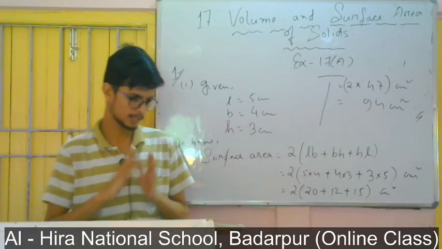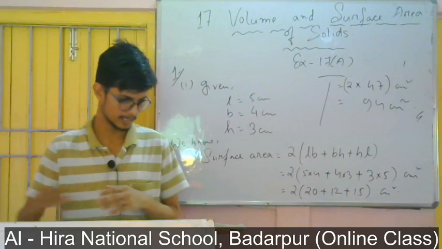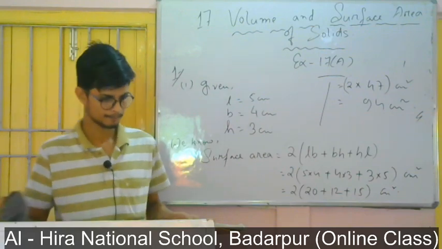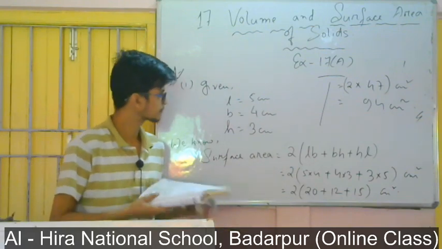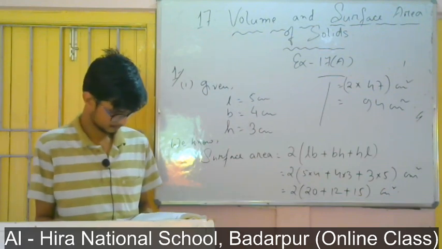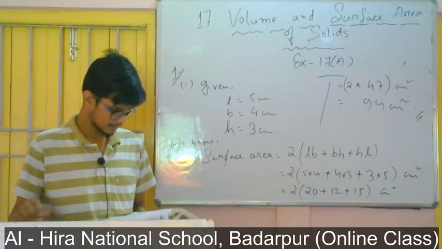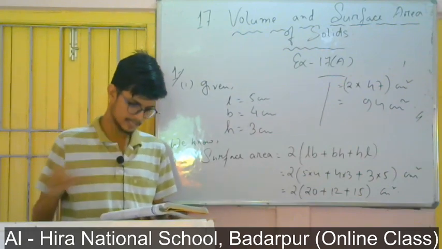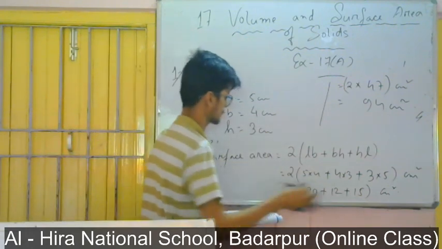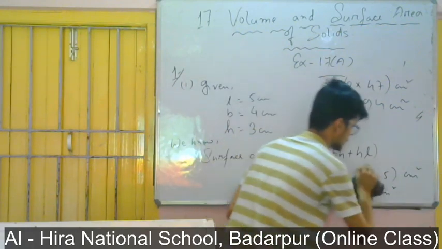Okay, now question number, Roman number 2 and 3 are the same. Okay, let me do Roman number 4. Here you see, length is given 4 centimeter. Simply I am erasing this one.